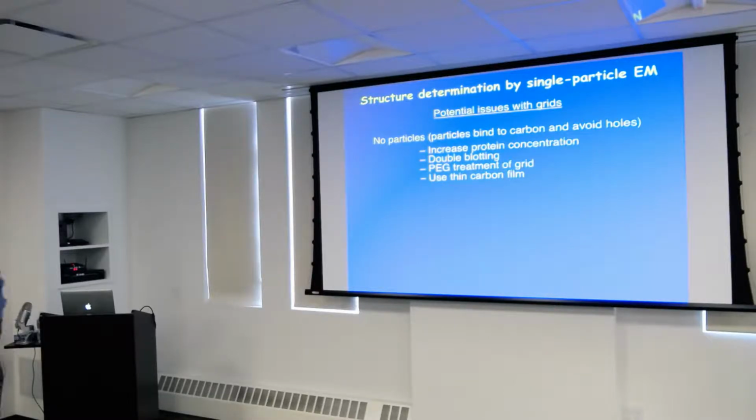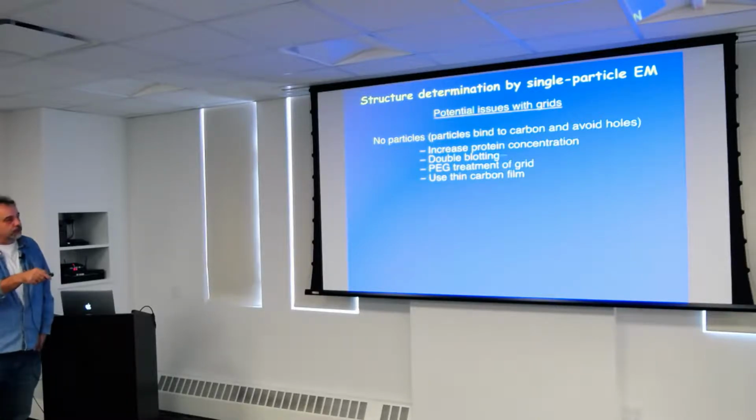And there are different ways to do this. One is to simply increase the protein concentration. So you have such a high concentration that you completely fill the carbon film, and so a little bit stays in the holes when you actually freeze it. Another technique that was quite useful is double blotting. So you apply your specimen, you saturate your carbon film, you blot it off, and then you apply your protein again, and this time hopefully it's going to be in the hole. This is very useful if you can't increase the protein concentration.